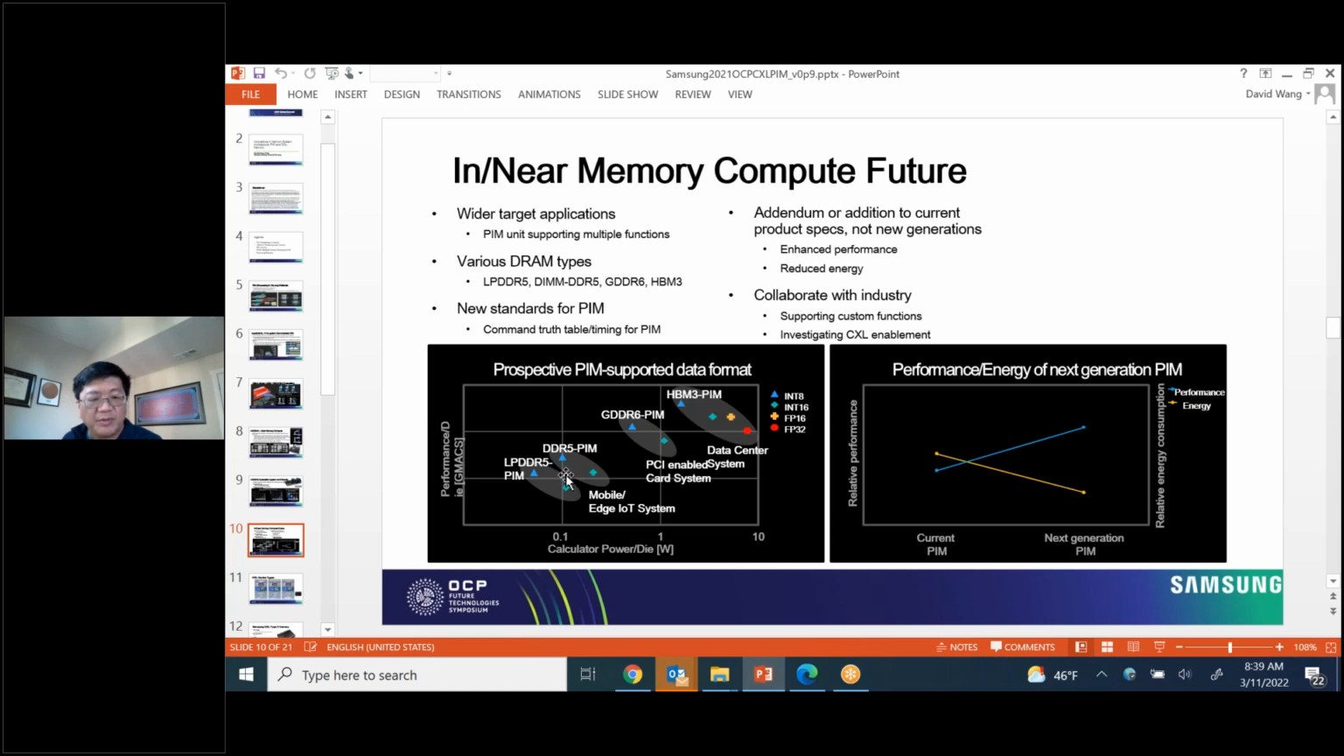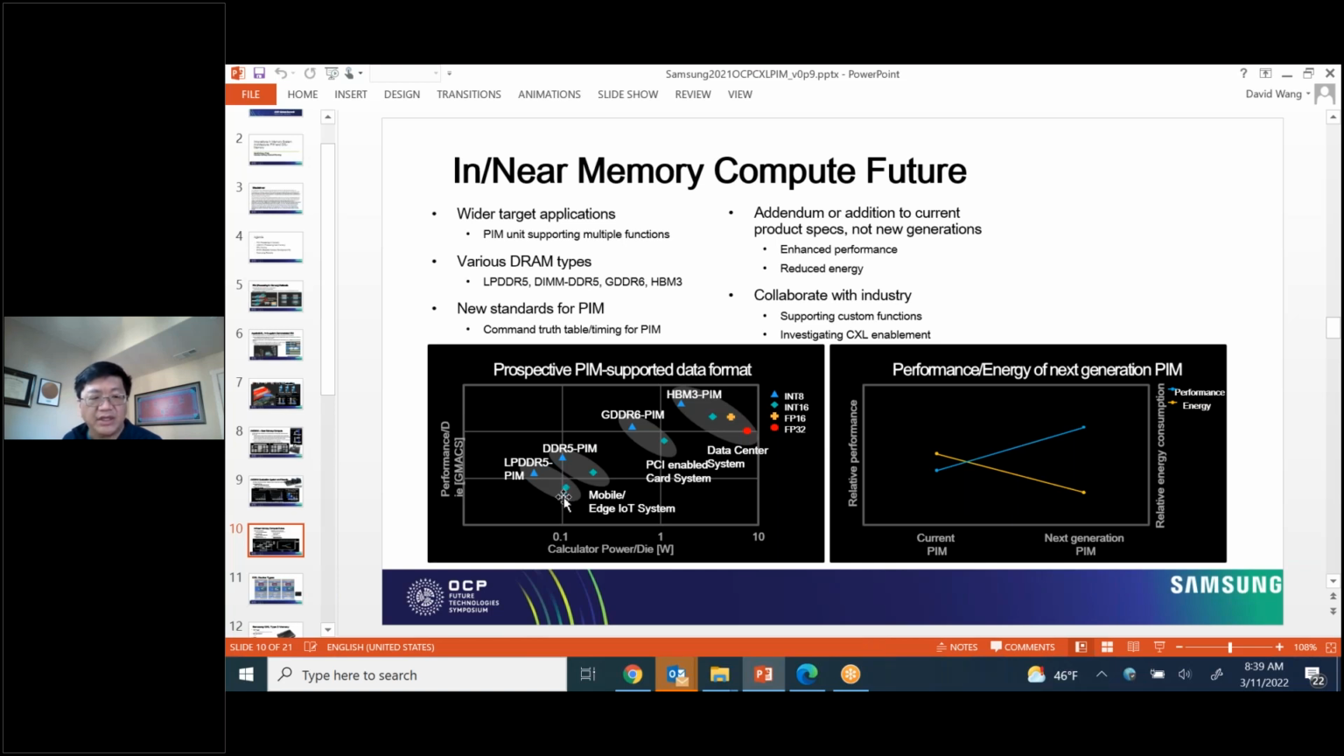But LPDDR5 device systems are more likely to be your cell phones or tablets. I think there's still a need for some in-memory acceleration and near-memory compute, but the type of computation these systems would need will be different, and from what we could observe, they're more likely to be AI inference type applications.